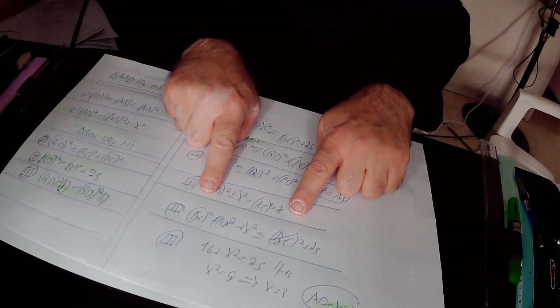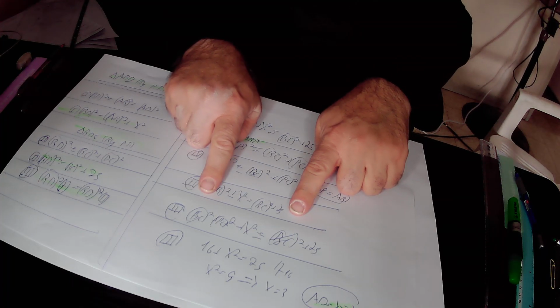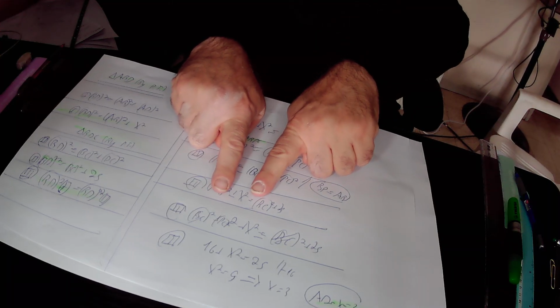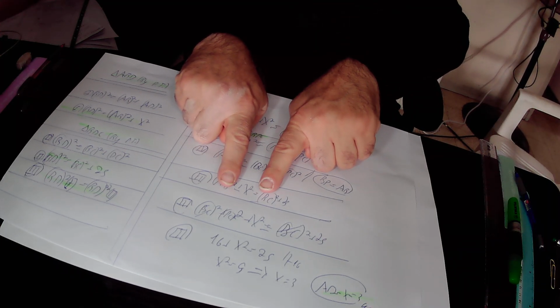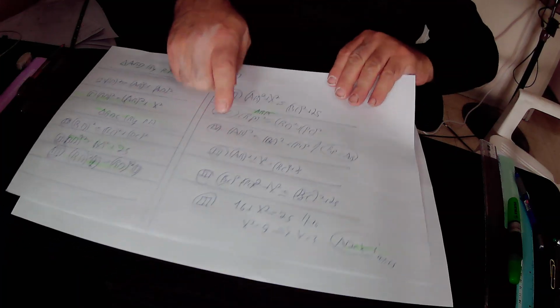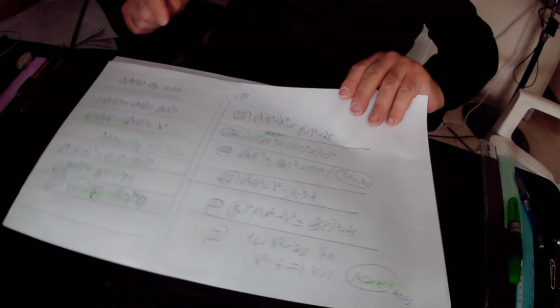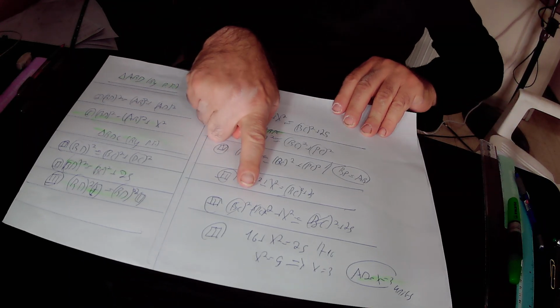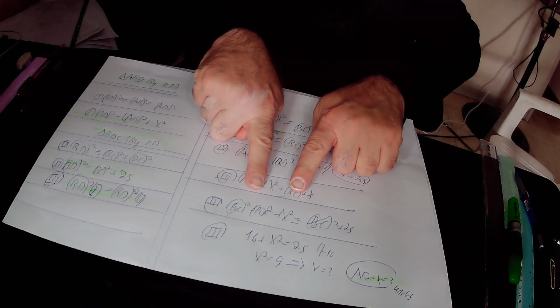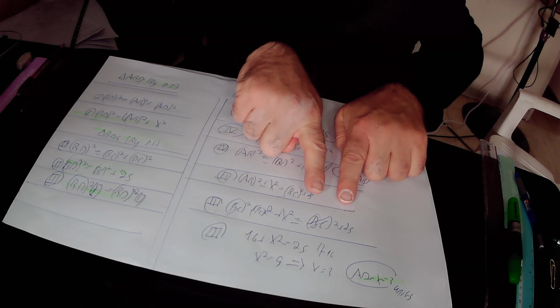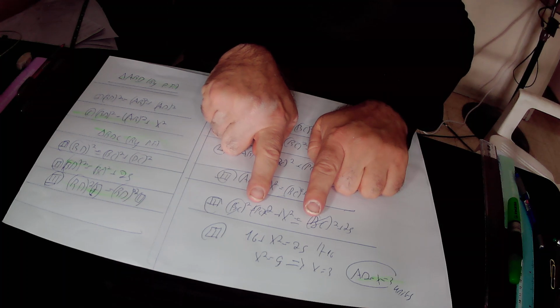We have BC squared on both sides of this equation, so BC squared will get cancelled. After cancelling BC squared, on this side of equation 3, we're left only with PC squared plus X squared. PC is 4, therefore PC squared is 4 squared, that is 16. So we substitute PC squared by 16, and we have 16 plus X squared equals 25.